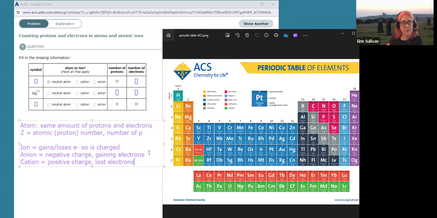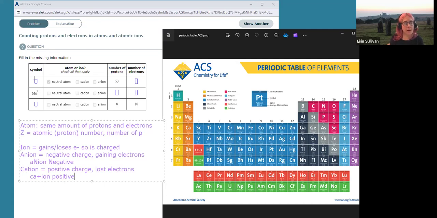An easy way to remember which one is which is that anion is negative. So that's how I remember that one. And a cation, if I write the T as a big plus in the middle, cation is plus, is positive, right? So that's how I teach people to remember that.